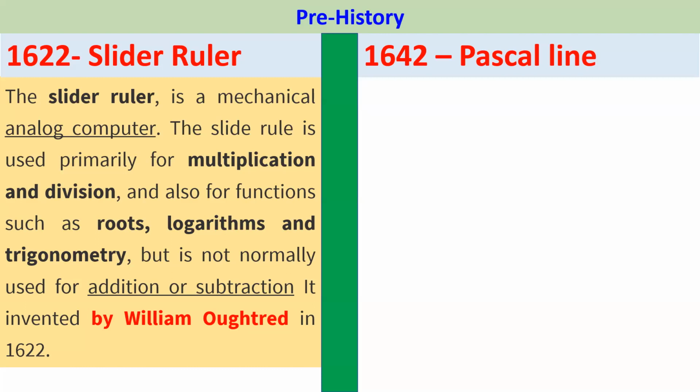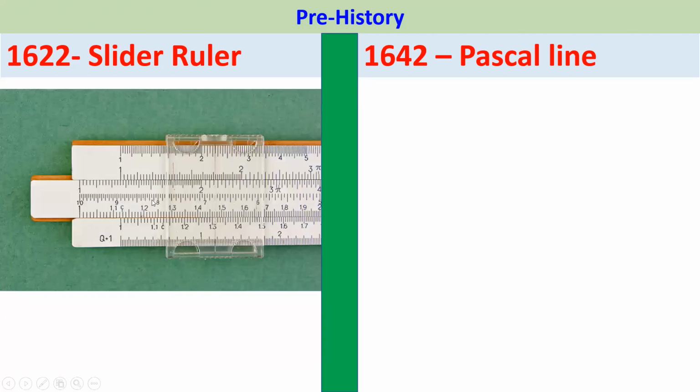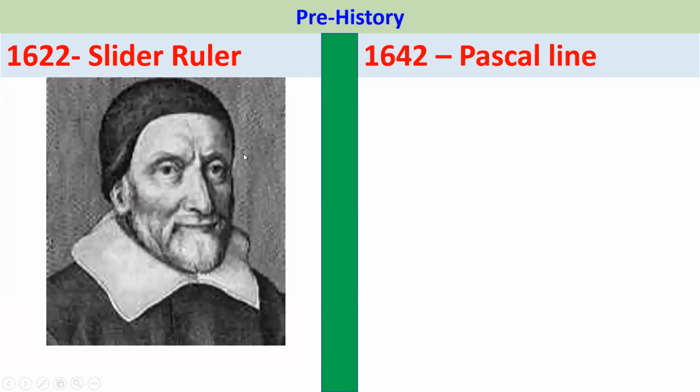The thing is, this particular device is not able to do addition and subtraction. The inventor of the slide rule is William Oughtred, in 1622. Then look at some pictures of the slide rule. This is like that. Then another view of the slide rule. This is the person who invented the slide rule.